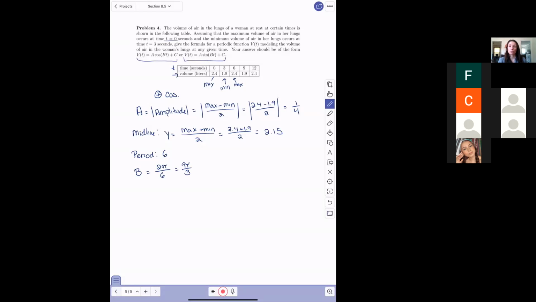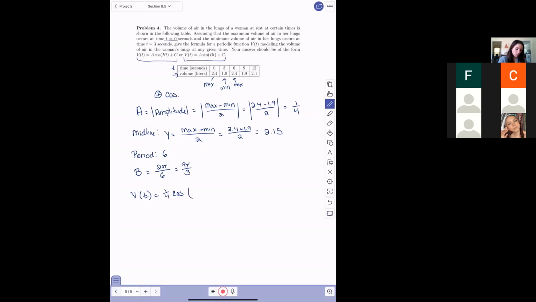So now we can just throw this equation together. We get V of t is equal to the amplitude, which is 1/4, times cosine of B, which is pi over 3 times t, plus the midline, which is 2.15. And that's the final solution. Any questions there?